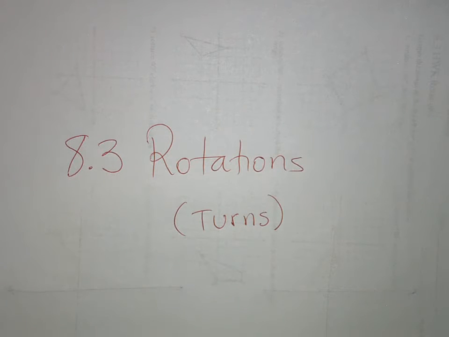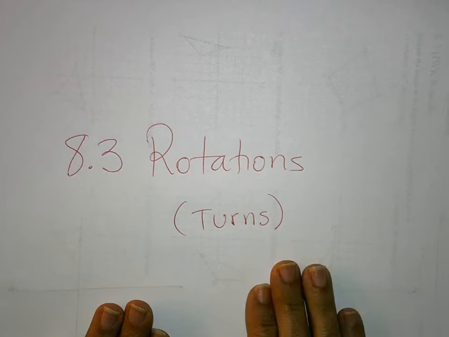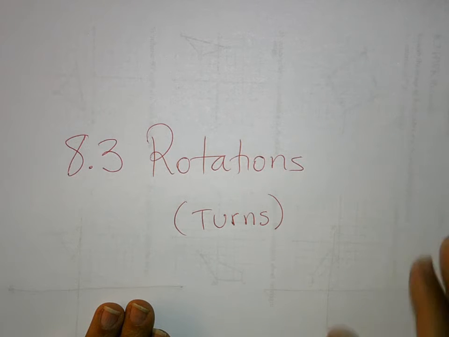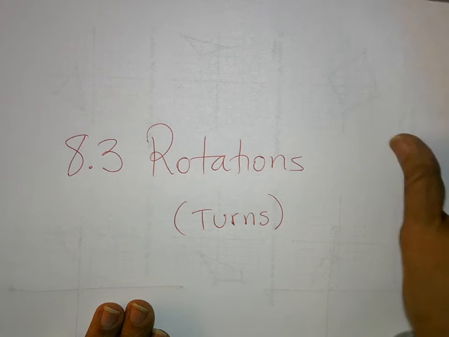All right, so 8.3 is rotations. And I want you to think of rotations as turns. We talked about translations are sliding a figure up and down, left or right. We talked about reflection is a flip. We're flipping over a certain line of reflection. And rotations are turns. We are turning a certain degree in a certain direction. All three are rigid motions.